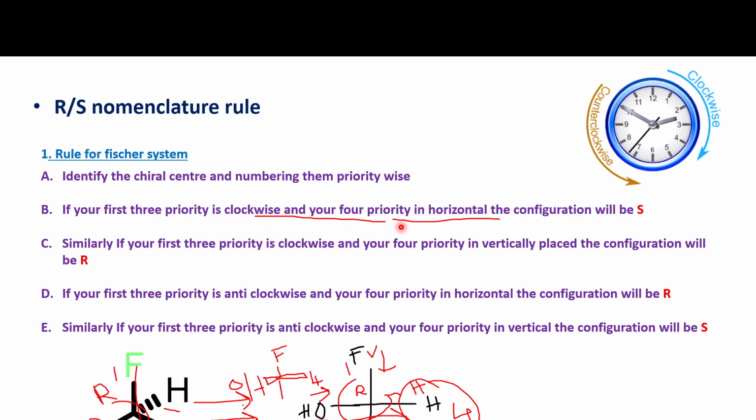if you rotate the molecule clockwise, and you find that your hydrogen is on the horizontal, not the vertical one, then in this case that will be S configuration. And if you find the hydrogen is in the vertical position, then if you rotate clockwise, that will be R.